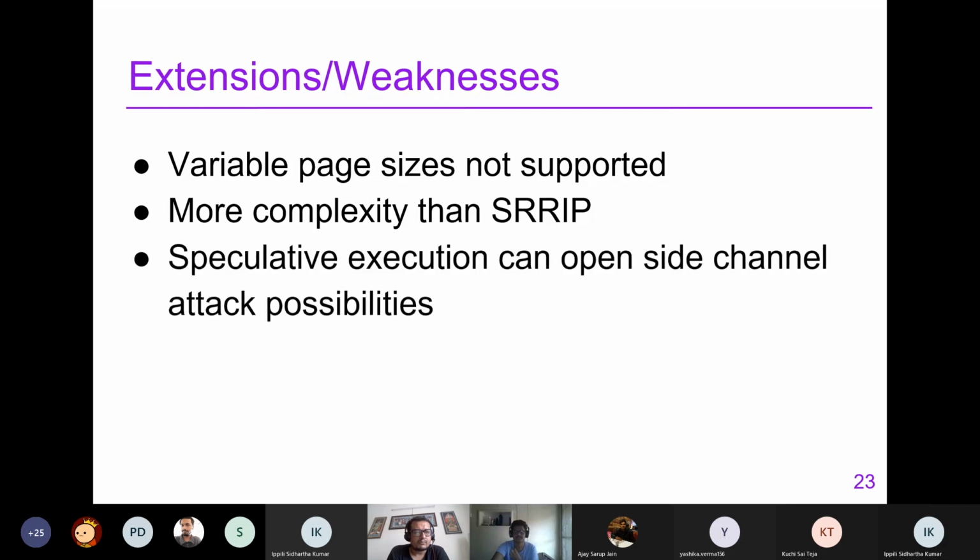And for speculative execution, CHIRP uses 2 prediction tables, one for committed instructions and one for speculative instructions. And if there is a mixed speculation, and it does not roll back the speculative prediction table to the committed table, then it may result in side channel attack possibilities. And if we are indeed rolling it back, then it may result in higher latency, which CHIRP improves upon. So it may lead to lower performance. So that was a weakness.